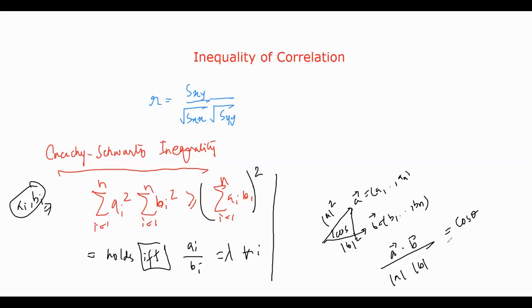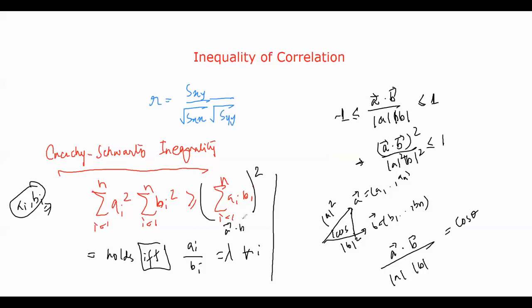So therefore, the idea is that if it's cos theta of the angle, you can easily prove it by geometry. If it's cos theta of the angle, then A vector dot B vector by modulus of A modulus of B is less than or equal to 1 and greater than or equal to minus 1. And if you take it square, A dot B whole square by modulus of A square modulus of B square is less than or equal to 1. If you just expand it, this is the dot product A dot B, and this is the modulus of A square modulus of B square. This inequality comes up. So this is the proof of the Cauchy-Schwarz inequality in terms of vector algebra.